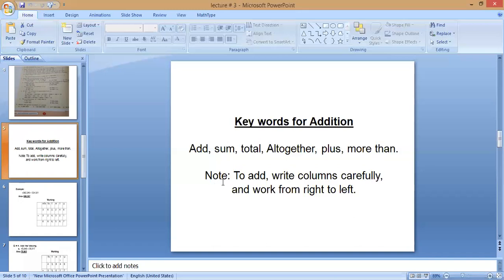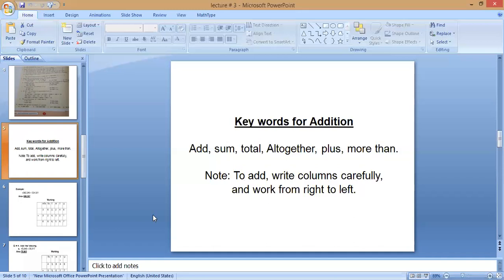And note. Notes are important. Now check what the note is. To add, write columns carefully. First of all, when you have numbers, you will write them carefully. And work from right to left. For working, you always start from right to left.